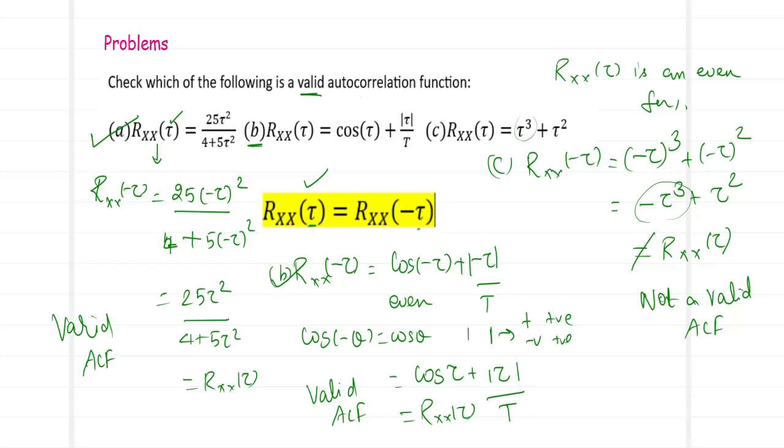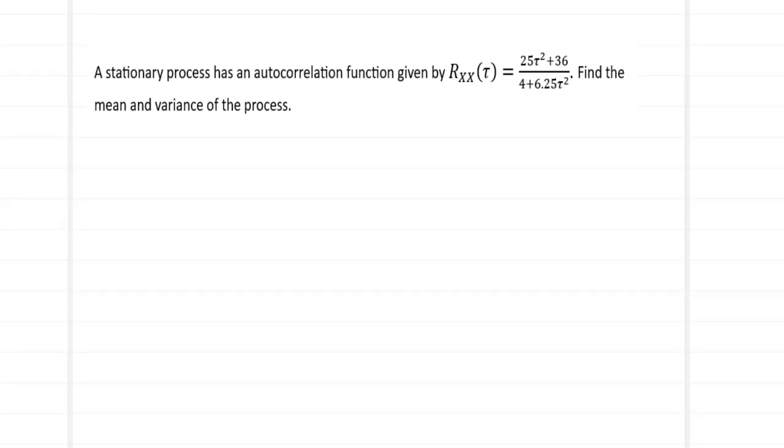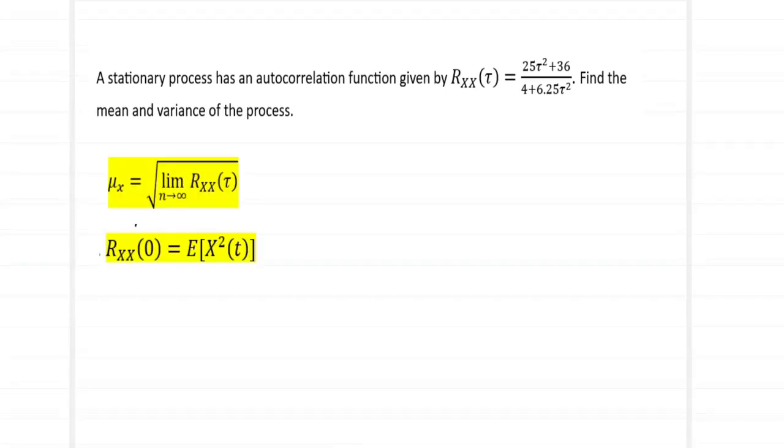So we will move on to the second problem. The second problem says that a stationary process has an autocorrelation function given by Rxx of tau equals 25 tau square plus 36 by 4 plus 6.25 tau square. Find the mean and variance of the process. So what's the first thing we are going to compute over here? We are going to compute the mean of the random process. How to get the mean of the random process?